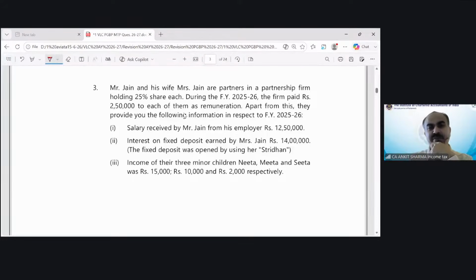Sure. Next is Mr. Jain and his wife, Mrs. Jain, are partners in a partnership firm holding 25% share each. So there's an interesting question.